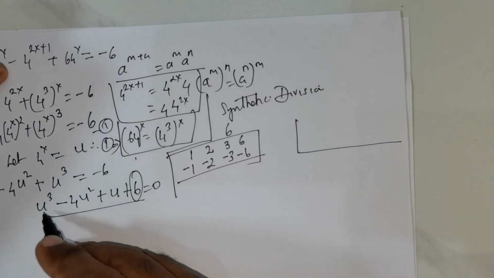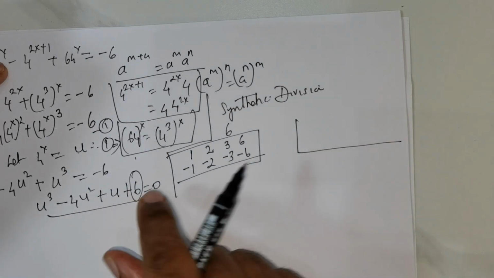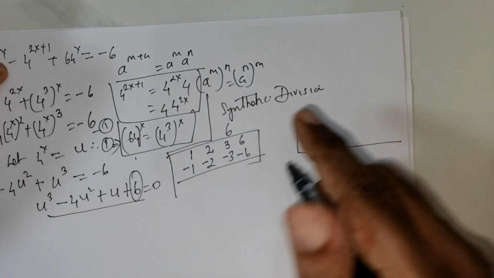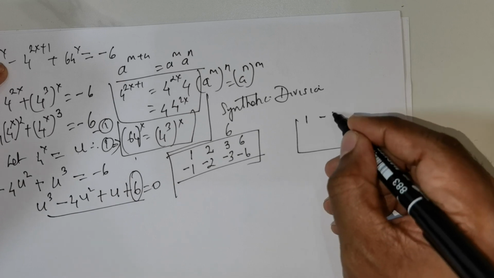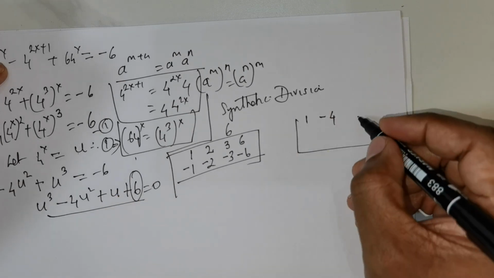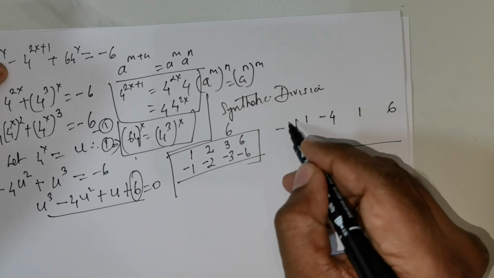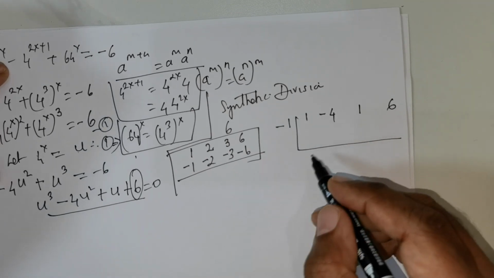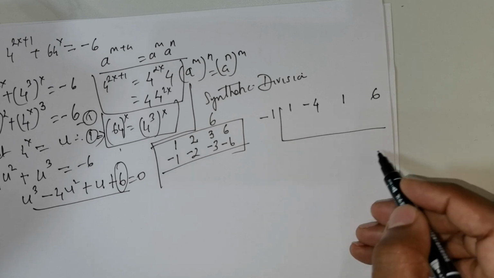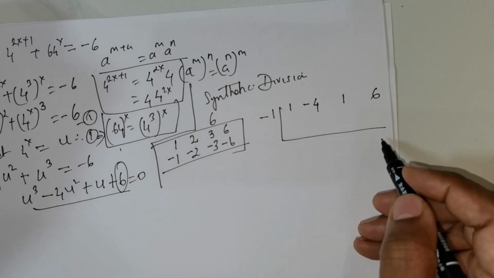Now draw an L and place the coefficients of all these terms. The coefficient of u cubed is 1, coefficient of u squared is negative 4, coefficient of u is 1. The constant term, place that. Now I'm going to place negative 1. I'm going to try it out. If negative 1 is a factor, I will end up producing 0 here.